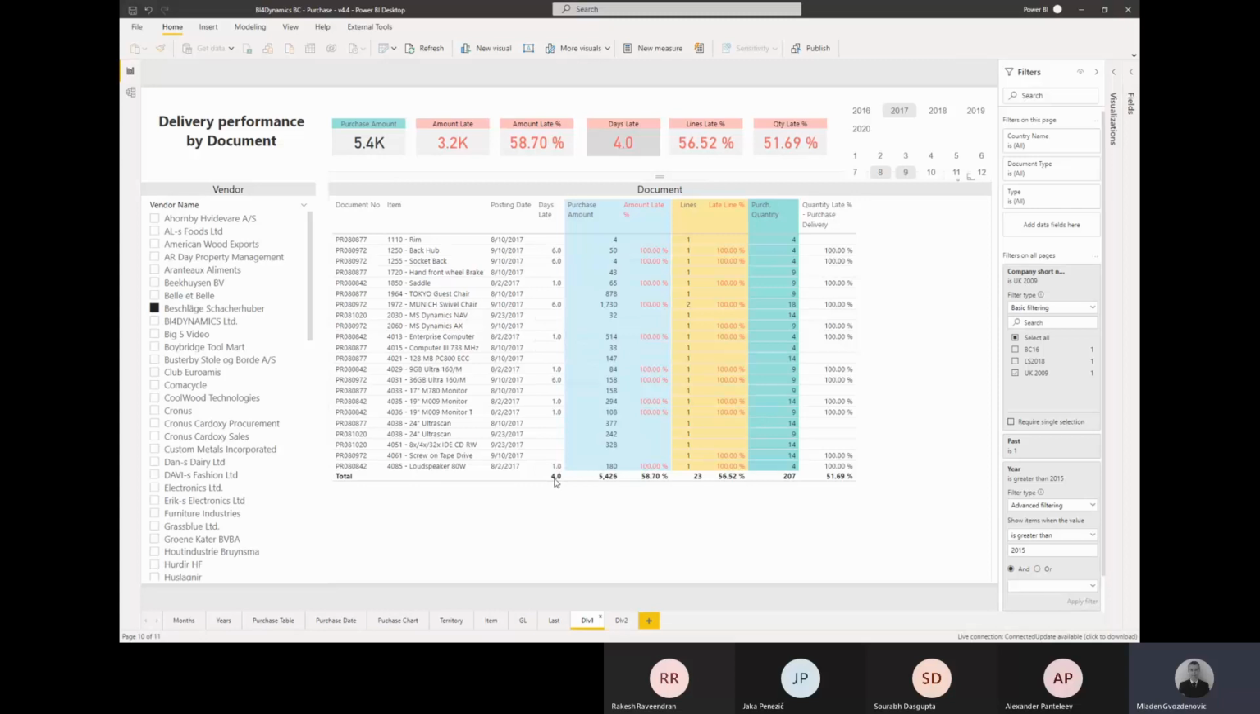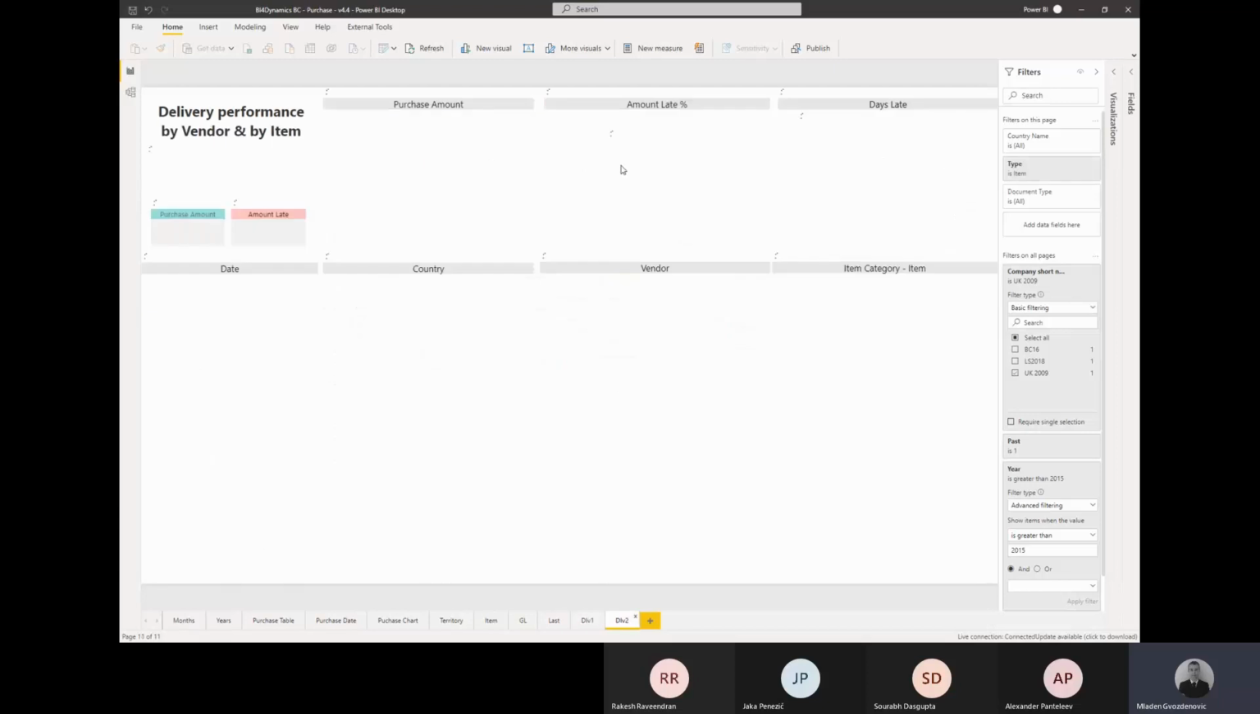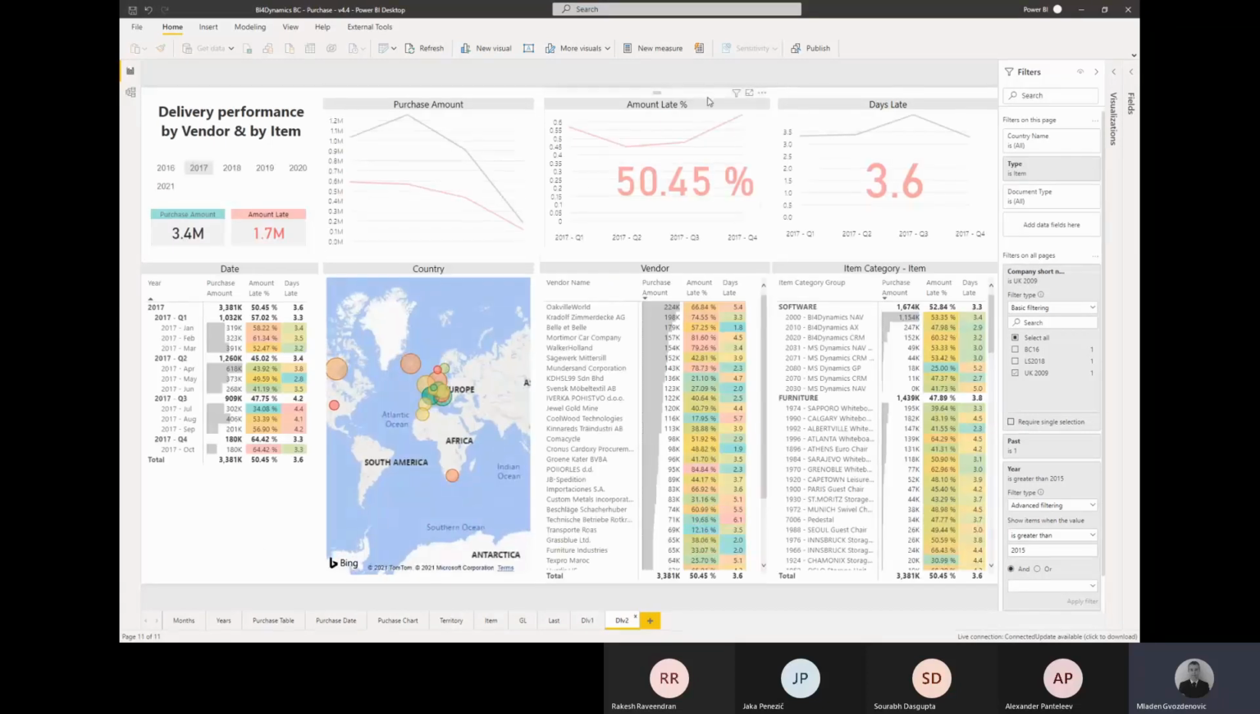And totally, this is not arithmetical average, but weighted average, where the bigger values in the purchase amount have bigger impact. So this is a small value, so this doesn't have that much of effect. So that comes as 4 days late on average. And then we have calculated amount late, lines late, and quantity late. Anything customer can use. In most cases, we are demonstrating it as amount late because you can then, regardless of items, see how things are. And you can analyze this on any level.